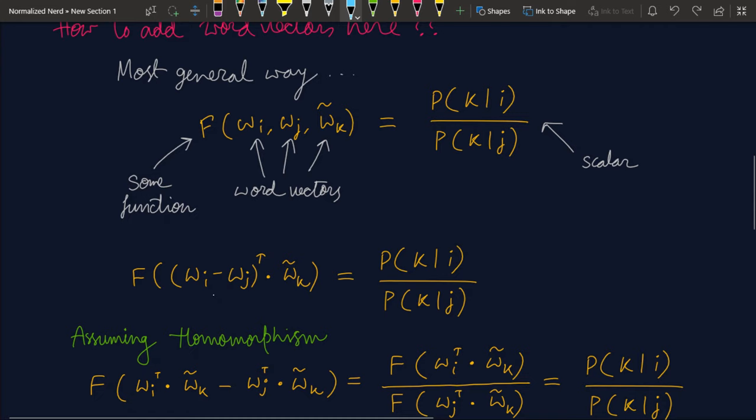As you saw in my last video regarding the word2vec model, there was a concept of analogy between words. And what I did in that video is to compute the analogies. I was subtracting one vector from the other vector. And these vector differences are very useful in NLP tasks. And the transpose sign is written here just to be compatible with the dimensions. So that's how we have overcome our first problem. Now comes the second problem, which is to select this function f.